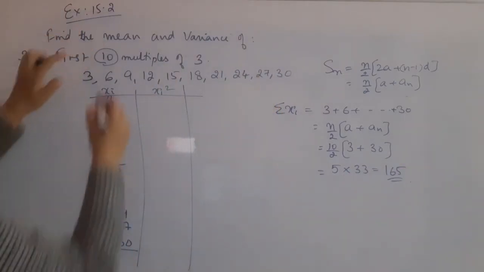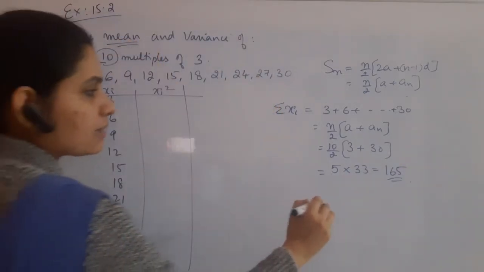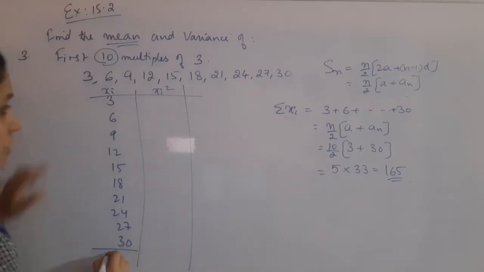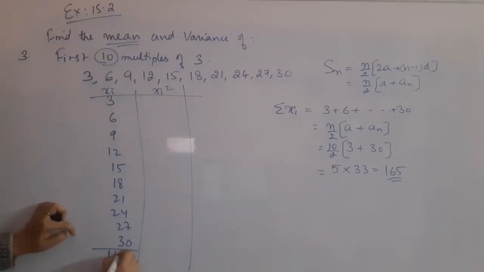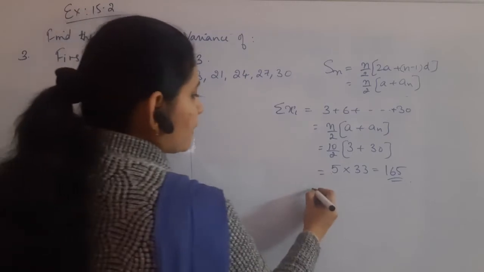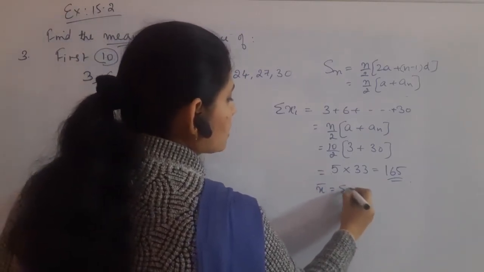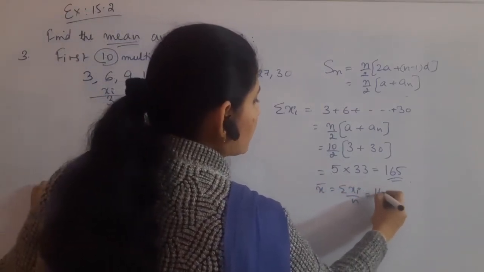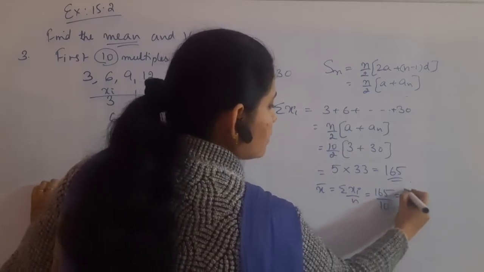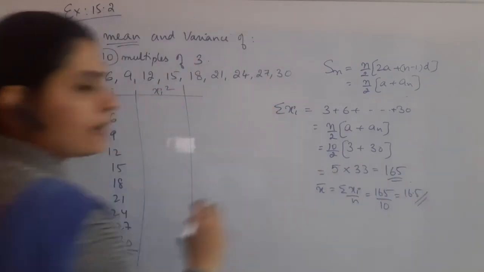If they are asking for the mean, you have one more step. This is the sum of all the terms, 165. So what will be the mean? It will be x bar, which is sigma xi by n, or 165 by n, which is 10. So you'll get 16.5 as your mean.